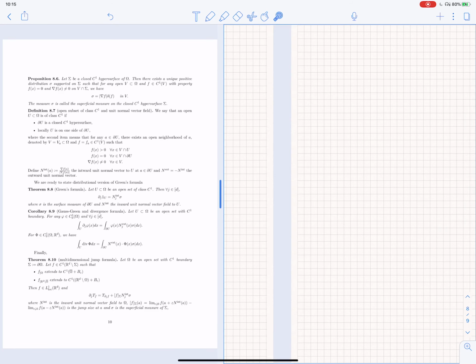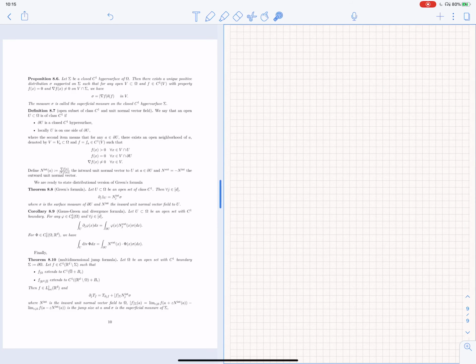Okay, anyway, let's give the proof. It's not hard, as I said. So, proof of the final result. We consider any phi in C1 with compact support in R^d, and we compute the negative integral on omega of the function f times d_j phi.